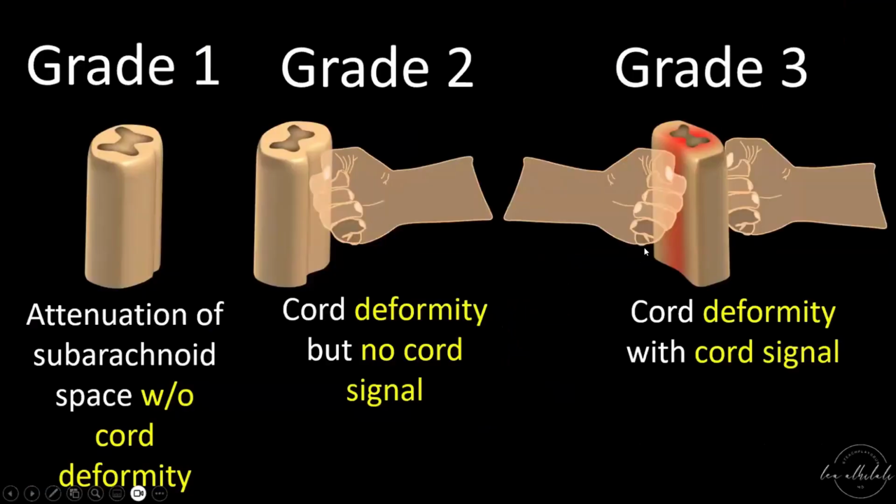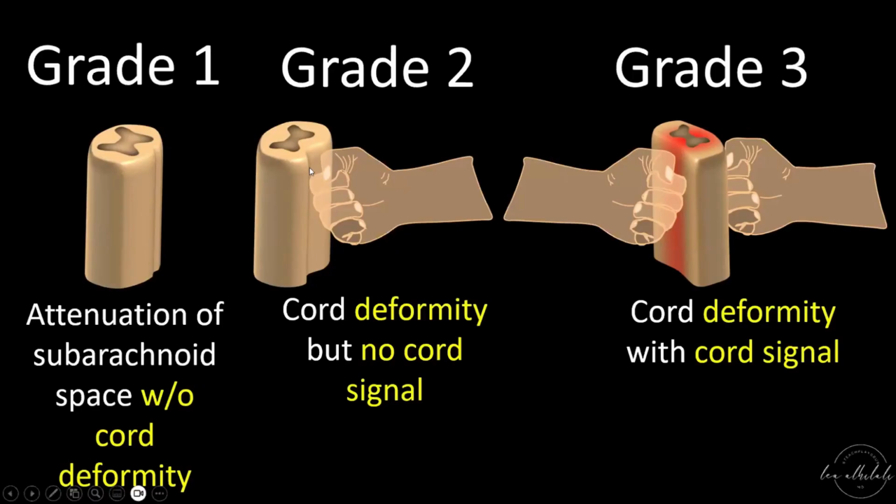So cord flattening has 3 degrees. Either it's not there, it's there, or it's so bad that it causes cord damage. So you can kind of think of it like a fight. Cord deformity without signal is like someone pushing you to start a fight. You can still walk away. But cord deformity with signal is like a punch to the face. It's totally on. The damage has been done.